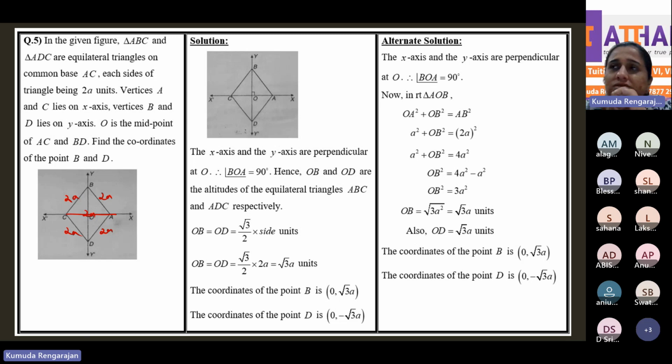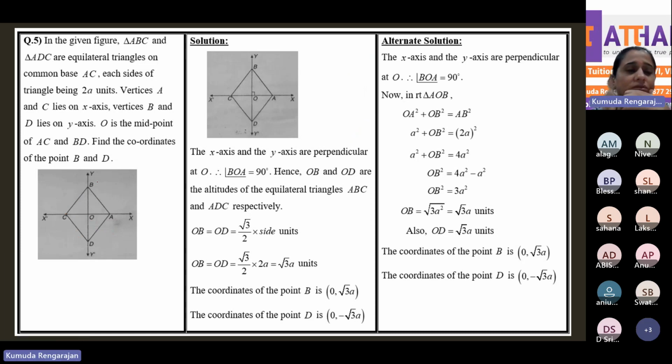Now the question is, how do you know that both the triangles have the same sides? That's because AC is a common side. They are two different equilateral triangles. See, one can be like this, the other one can be big. So this can be 2A, this can be some 7A. But it's given that both the triangles have a common base AC. So for one triangle, if AC is 2A, for the other one also it will be 2A. And it's equilateral, so all the sides are equal. So everything is 2A units.